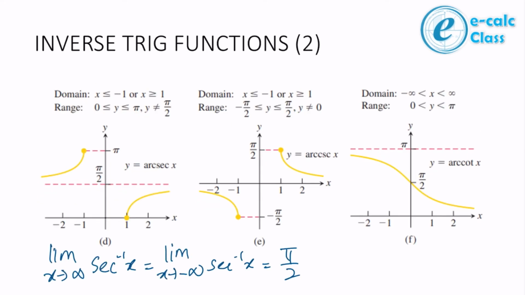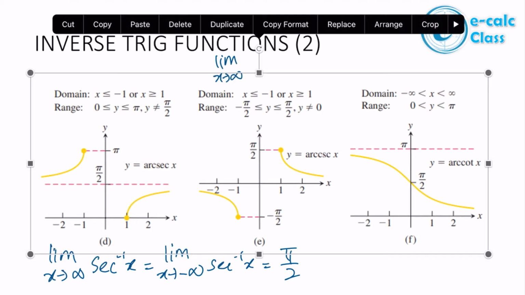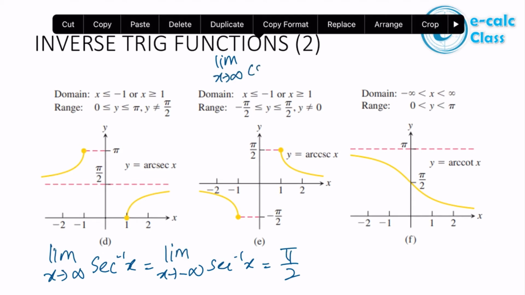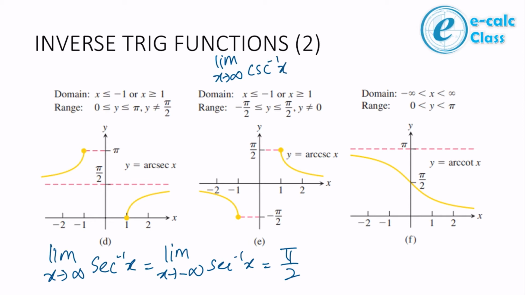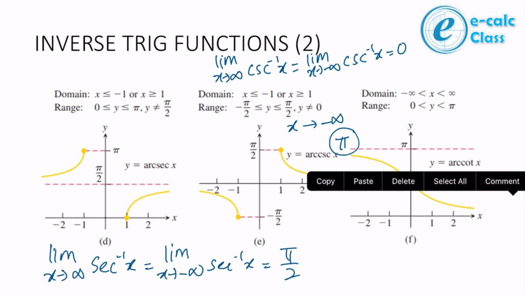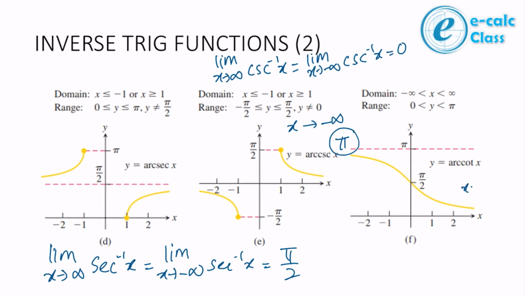Then what about this? This will be the same. The limit as x approaches infinity of arccosecant of x will be the same as the limit as x approaches negative infinity of arccosecant of x, which will give you 0, as you can see from the graph. Last but not least, for arccotangent, if it is to negative infinity, I'm so lazy to write already, it will be approaching pi. If it is approaching positive infinity, then the answer will be 0.